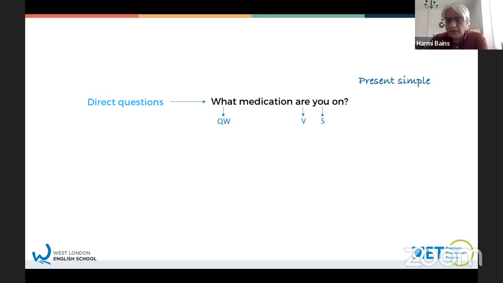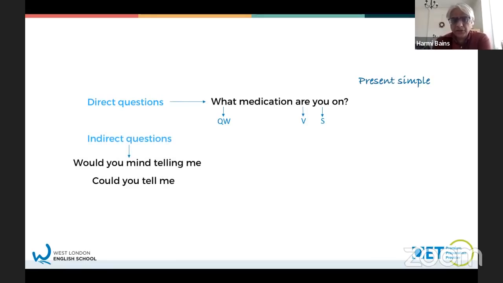We have a question word, and a question word is what or who, why, where. Then we've got medication, then the verb and the subject. If we want to turn this into an indirect question, for example, we might use "would you mind telling me" or "could you tell me?" You'll notice the word order is slightly different. "What medication you're on." So you can see when we make the indirect question, we actually change the subject and the verb. It goes the other way around. So this is a present simple question.